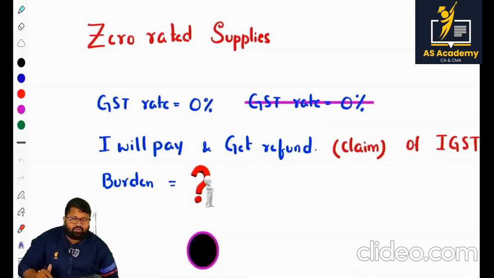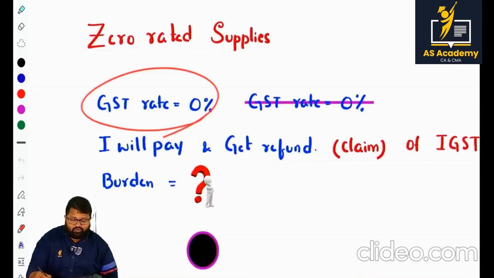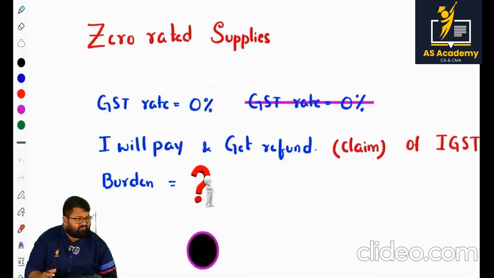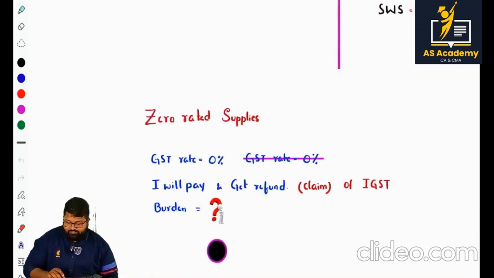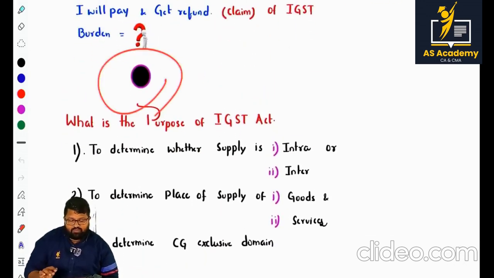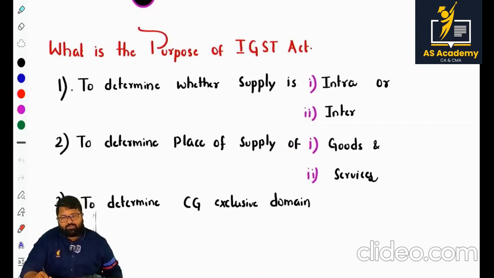What is zero rate supply? It does not mean that the tax rate is zero. We are getting the refund. Whatever we are paying, we are getting refund. That's the basic part. Okay. Finally, the burden is what? Zero. So what is the purpose of the IGST Act?